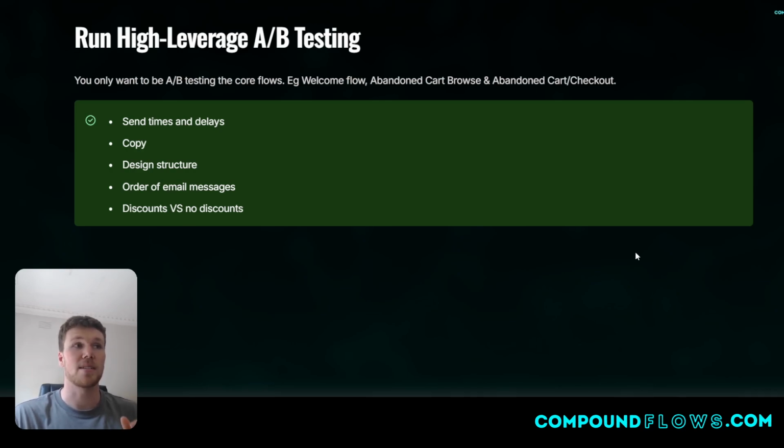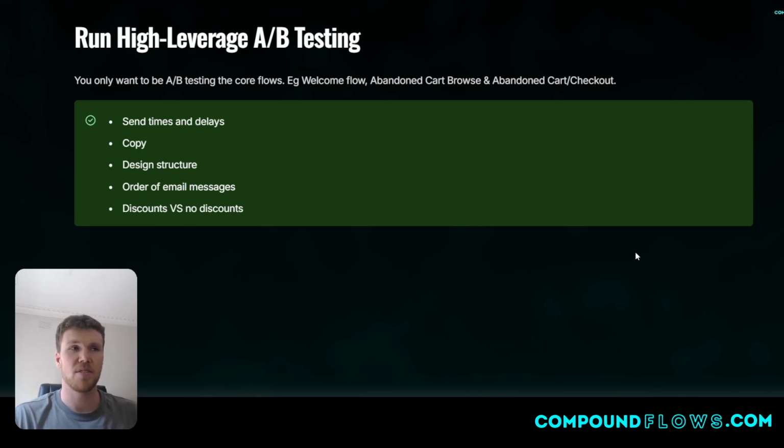So things like the send times, delays, the copy in your emails, the design structure, where you're placing the buttons in your emails. Are you placing the design elements at the top, bottom, that type of thing? The order of email messages. So if you've got a welcome flow and you've got a brand story email and another email talking about social proof, will you make more revenue switching those emails around, showing people the social proof email first rather than the brand story? Those types of things. You all want to be A/B testing that.